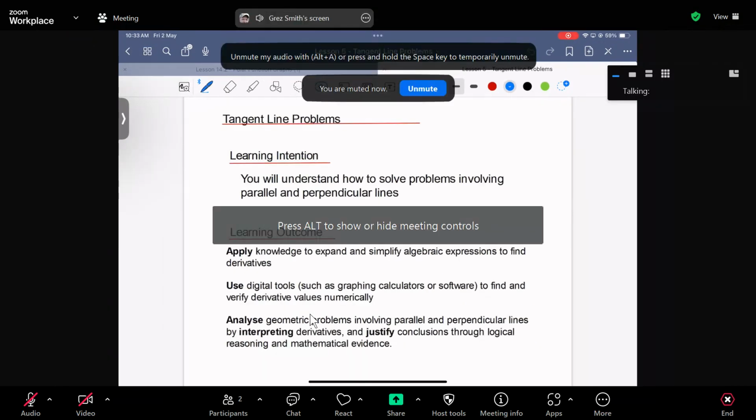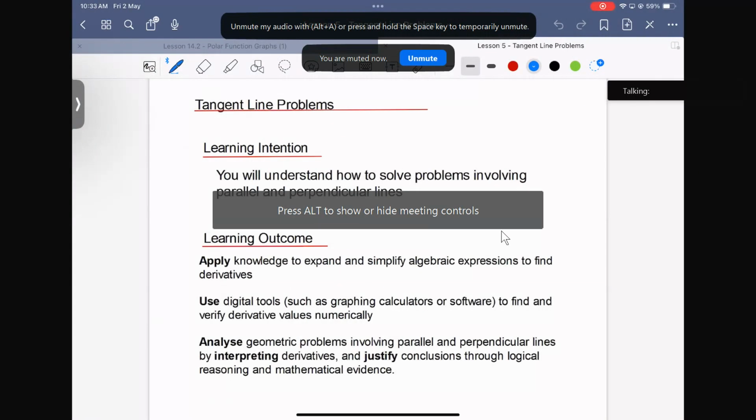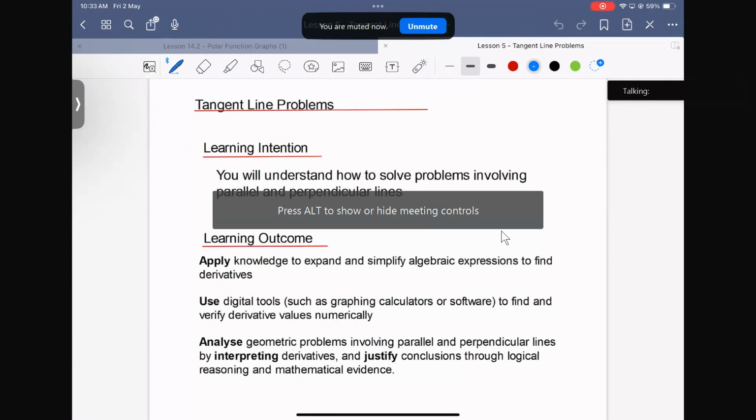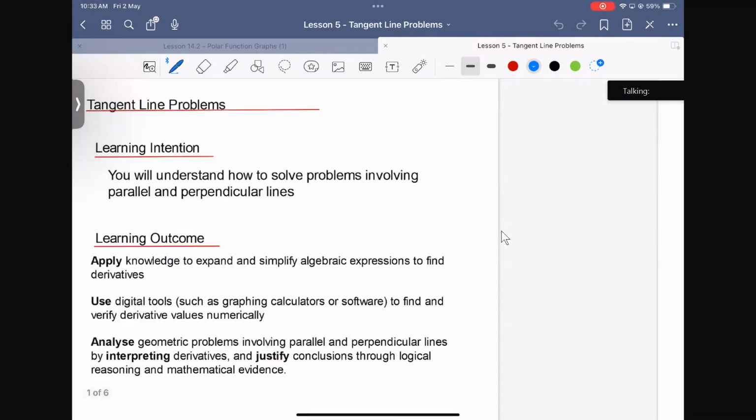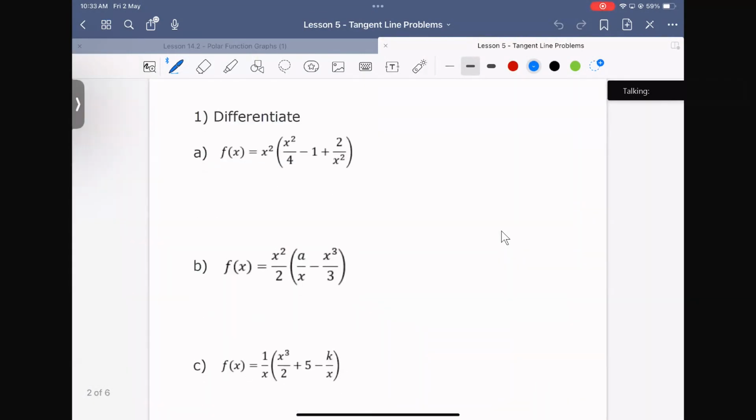So today we're going to be looking at tangent line problems, looking at some little harder topics. And our first one for this type of question is a little bit trickier. So what we need to do before we can differentiate is we've got to expand those brackets. We're going to expand by multiplying through by this x squared term to each of the three terms inside.